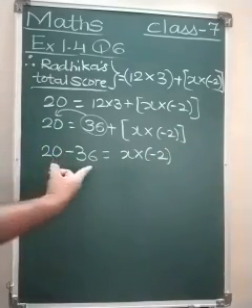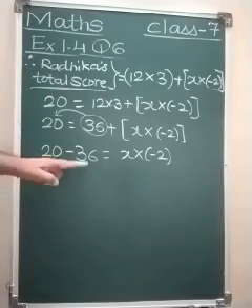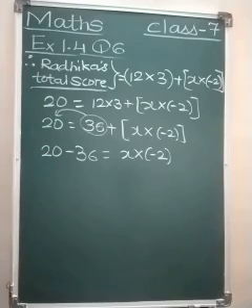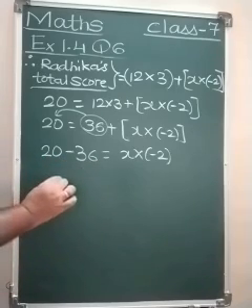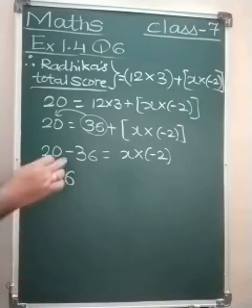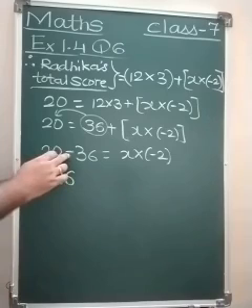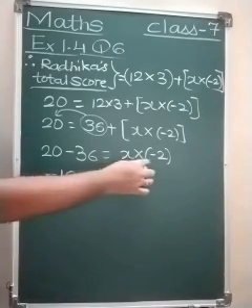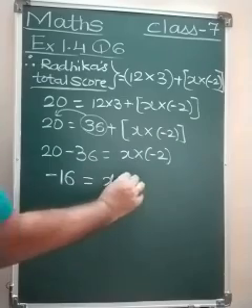Now 20 minus 36. Again plus and minus, the operation performed would be subtraction. So out of 20, 36 is gone, we get 16. And the sign of the bigger number, 36, is minus, so minus 16 equals x multiplied by -2.